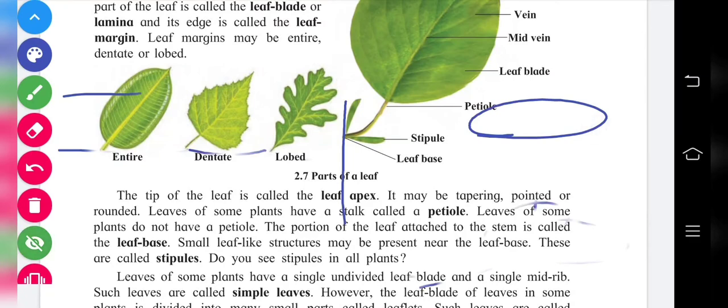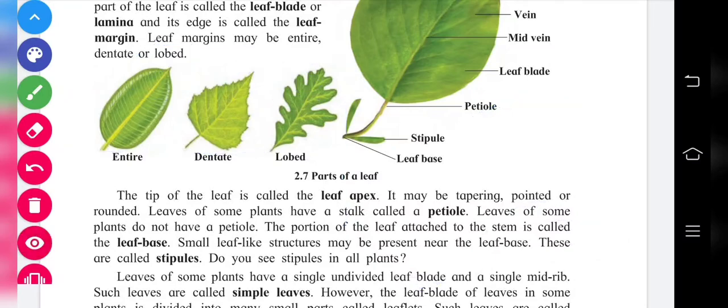The leaf apex may be tapering, pointed, or rounded. Tapered means there is a tip like this. Pointed means sharp. Rounded means a round shape. These are the types of leaf apex. The leaf apex means the upper part of the leaf.